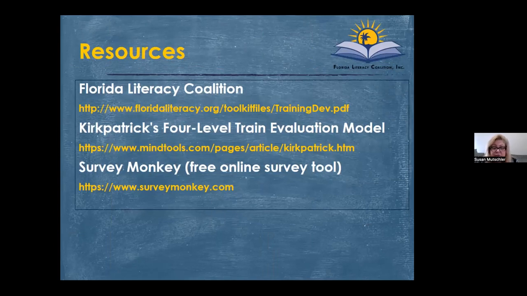So these are the different resources that I use to put that together. And you have this PowerPoint in your Google Share Drive. You probably are aware that SurveyMonkey is a free online survey tool. You can send a link out to your participants if you'd like them to fill it out online.